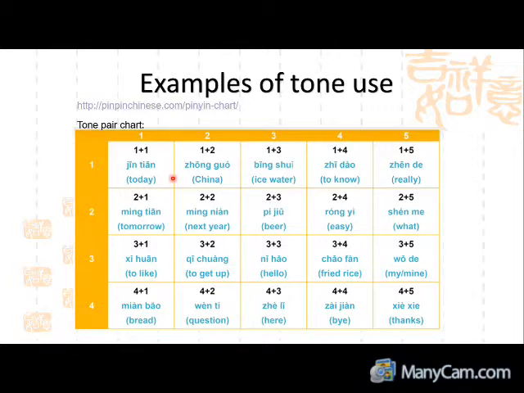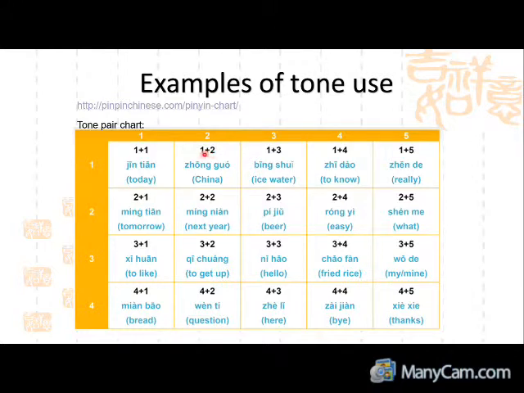So this tone chart, there are in fact 16 main ones, and we've got 4 other ones, which includes the 5th tone. So there are 20 in total, as I said. So we can have 1 plus 1 tone, which is tone 1 and tone 1 together, which is like Jin Tian, which means today.